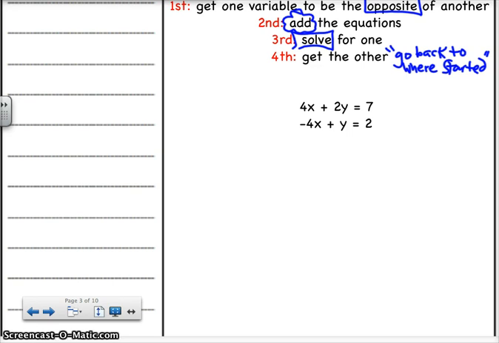Do you see one variable the opposite of the other? Yes or no? Do you see 4 and -4? I see it. So I can combine them. I combine them by really adding them. That's truly what I'm doing. 4 plus a -4 is how much? 0. Okay, so that cancels out. 2 plus y, how many? 3y. 3 y's. 7 plus 2 is what? 9. What does y equal? 3. So I know my y value.